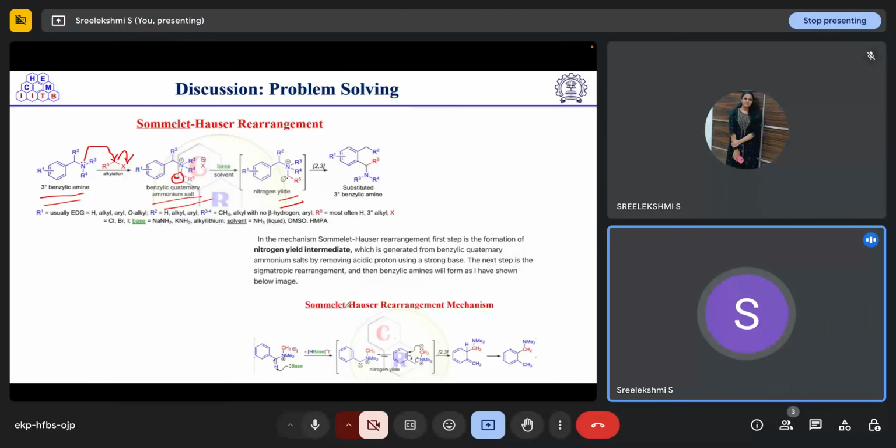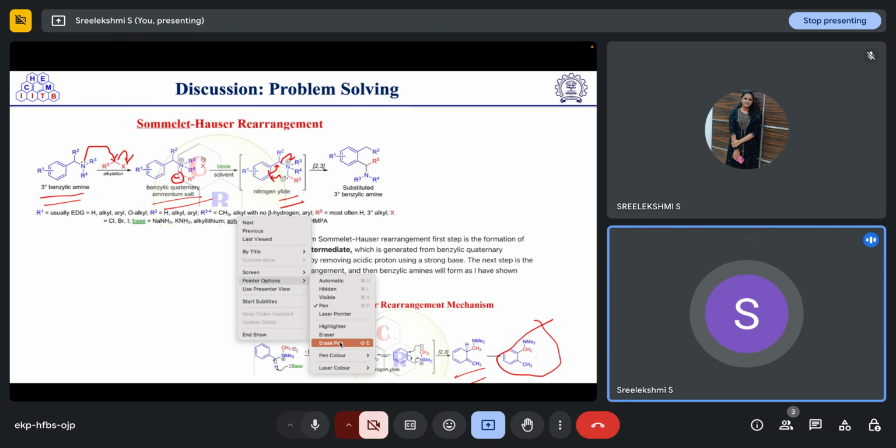We will see the mechanism. So first, as we saw, this nitrogen ylide is forming, which is generated from this benzylic quaternary ammonium salt by removing the acidic proton using a strong base. Then this sigmatropic rearrangement is happening, as we can see here, a 2,3 sigmatropic rearrangement. So the CH2 minus is here, so that will be attacking over this center. Then whatever this bond is there, that will go over here, and this is shifting over here to stabilize this positive charge on nitrogen. It will form this intermediate. Then upon regaining the aromaticity by losing this proton, we will get this compound, a substituted tertiary benzylic amine.